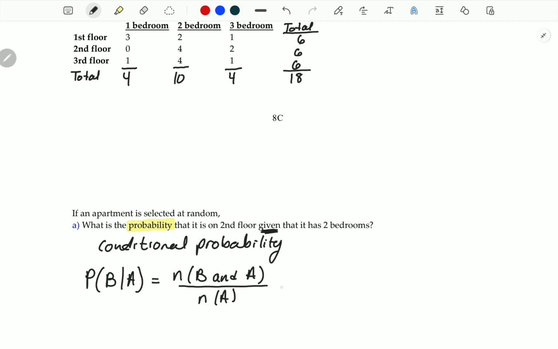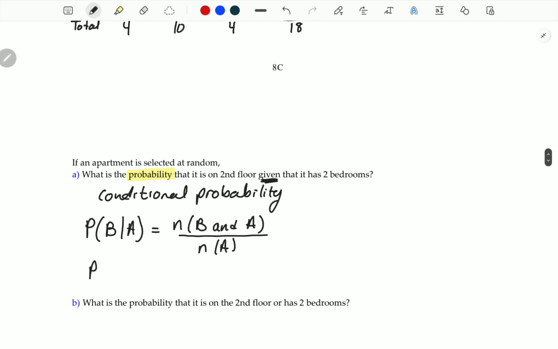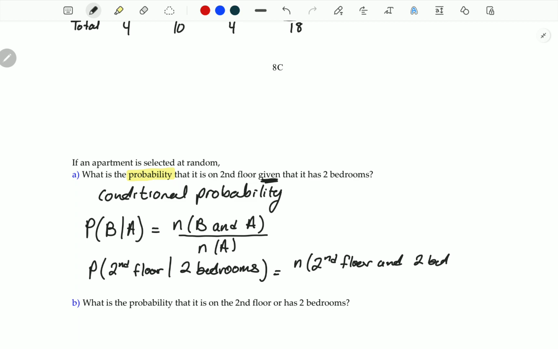In this case, we're trying to find the probability that the apartment is on the second floor, given that it has 2 bedrooms. So I'm going to substitute event B with second floor and event A with 2 bedrooms. So it's going to be the total of apartments that are on the second floor and have 2 bedrooms, over the total number of apartments with 2 bedrooms.